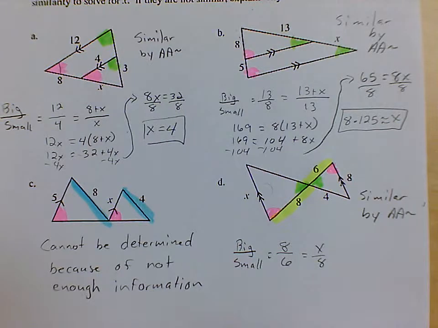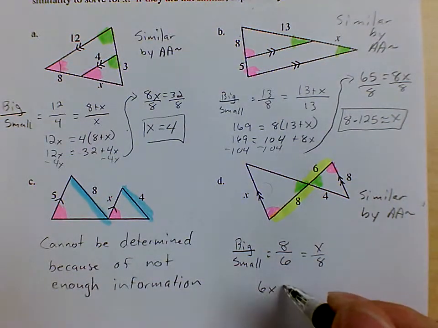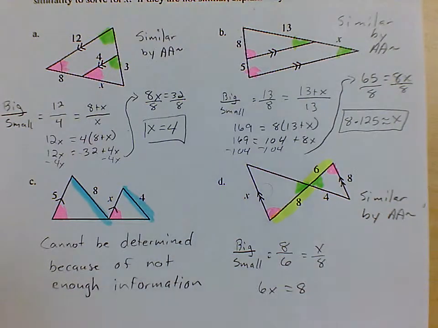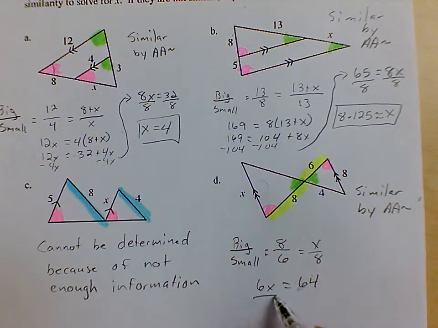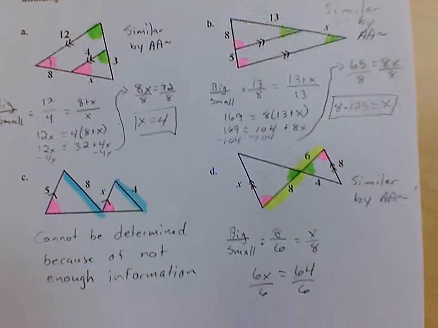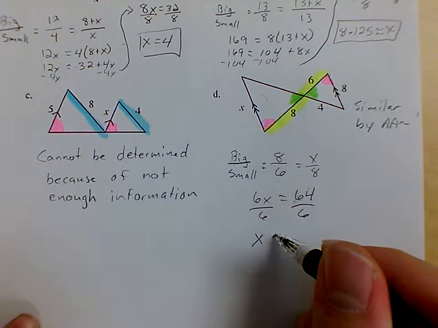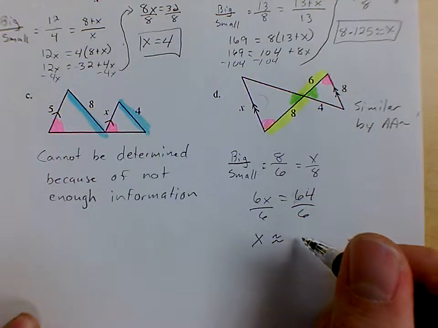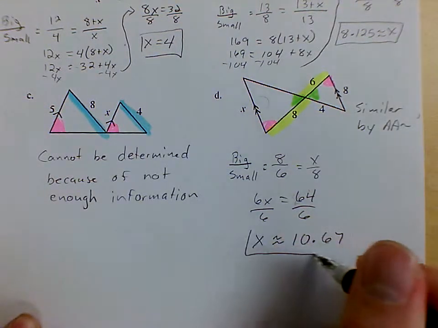Once I know that, I can cross multiply. 6 times x is 6x. 8 times 8 is 64. Then I divide by 6. And I'm going to get x is about 10.67.